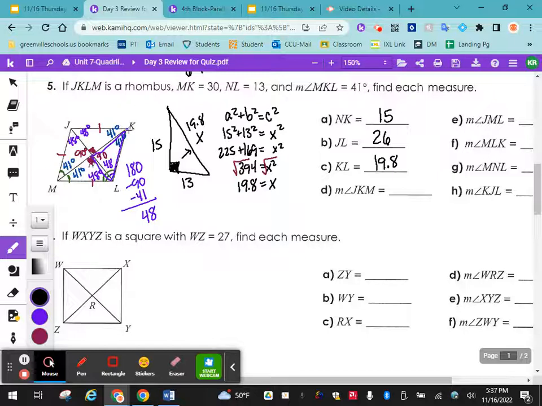JKM, JKM is 41 degrees. JML is 41 plus 41, the whole angle. So that's 82 out here. This is also 82 out here. Make sure we got that right. LK is 48 plus 48, or 180 minus 82. So that should be 96 degrees.